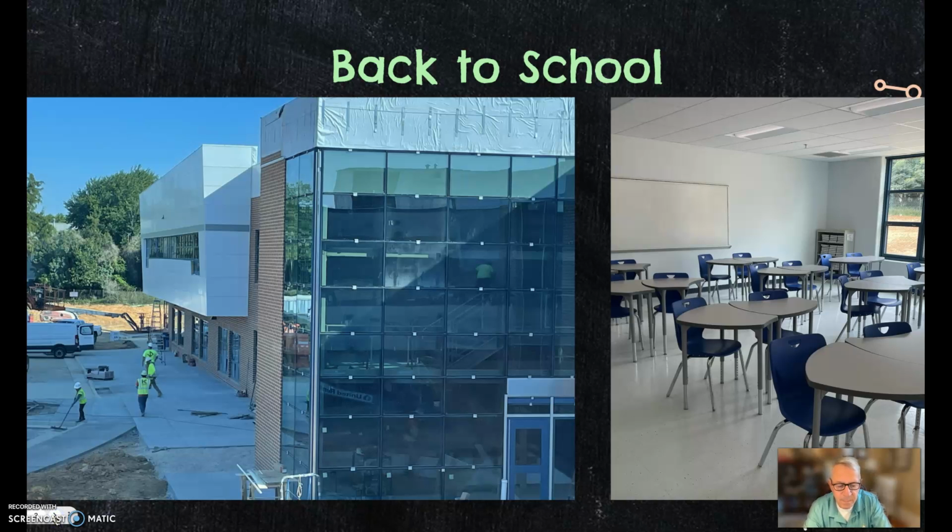Here is a picture of the new wing at West Potomac, and you can see my classroom on the right. Since I took this picture, I put up a lot of posters that I hope will make the room look much more friendly.